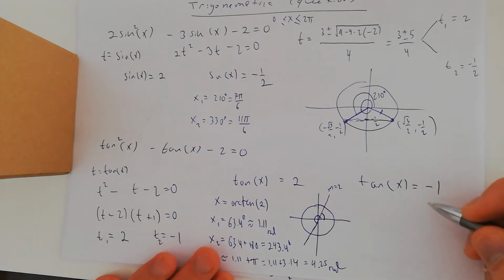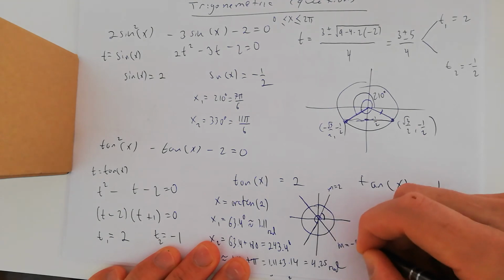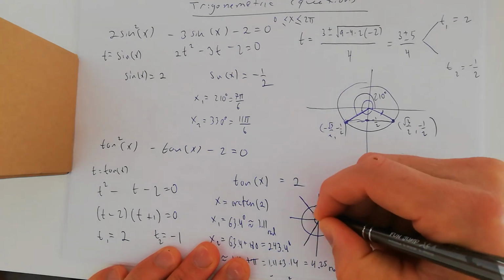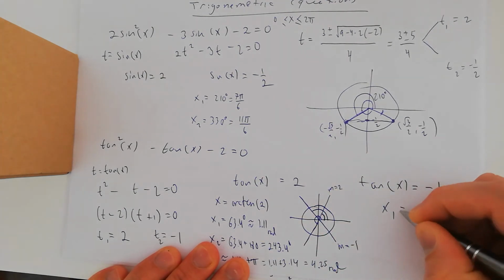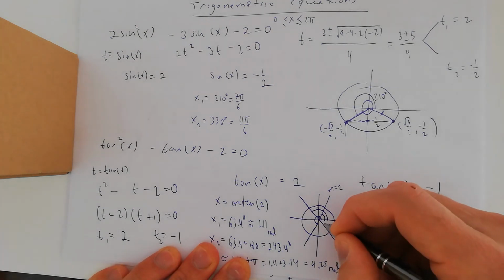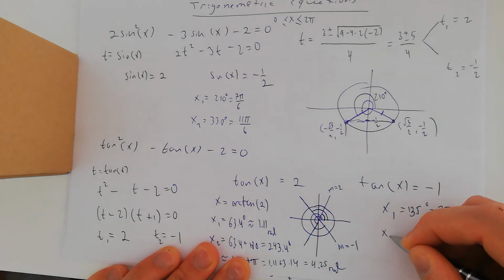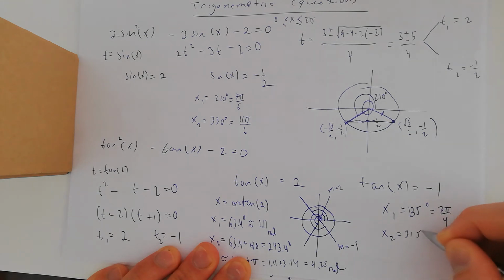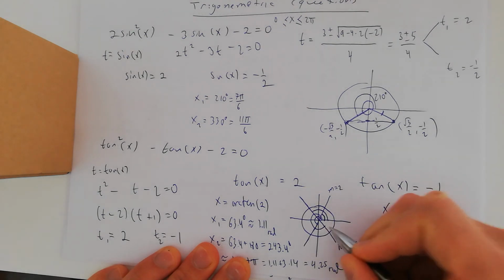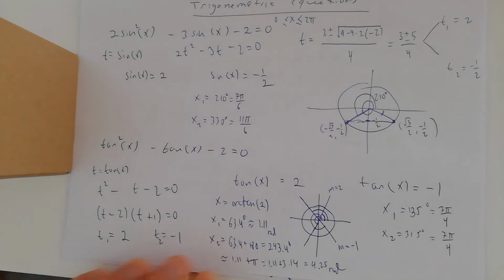Where is the tan of x equal to minus 1? Again, there are two angles. This line, its slope is minus 1. There are two angles. One angle is this one, which is 135 degrees or 3 pi over 4 radians, and the other angle, which is this one, is 315 degrees, 360 minus 45, or 7 pi over 4.